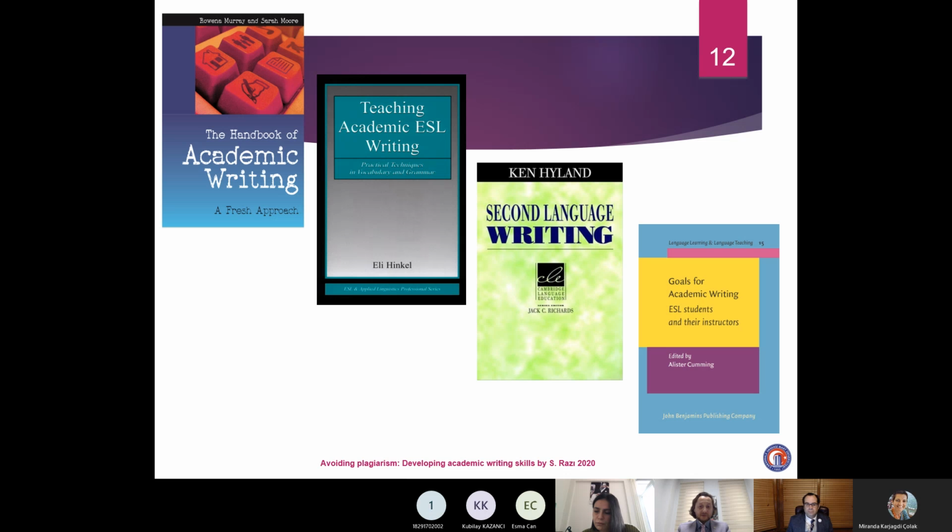Of course, it's not possible to read them in one day, but they should at least check the table of contents very carefully, and when they need specific topics related to these issues, then they can go back and read the relevant chapters from these books. They will be quite helpful.